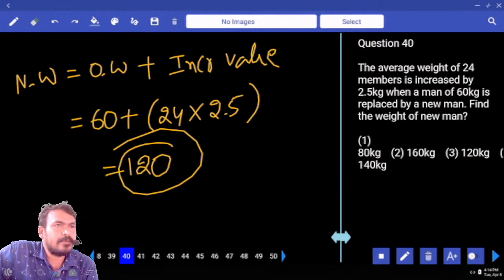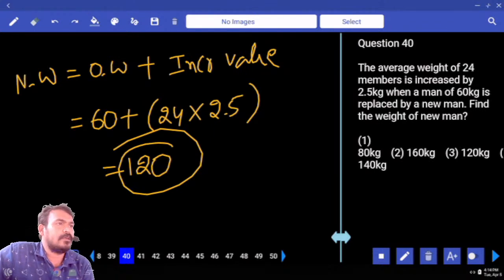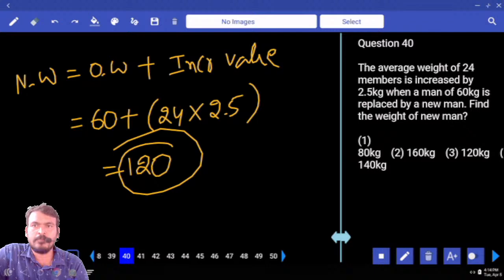If one person is replaced by one person, there is no change in the total number of persons, or not? How much average is increased? 2.5 means every person also increased by 2.5, or not? Total how many persons are there? 24 persons. Then 24 persons, how much sum is increased? 60. That 60 is added to the old person, or not? Next question number 41.